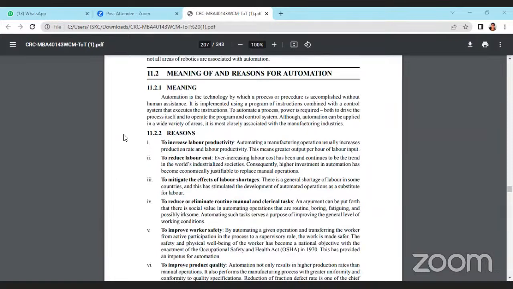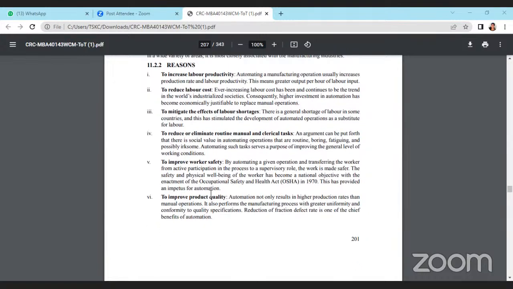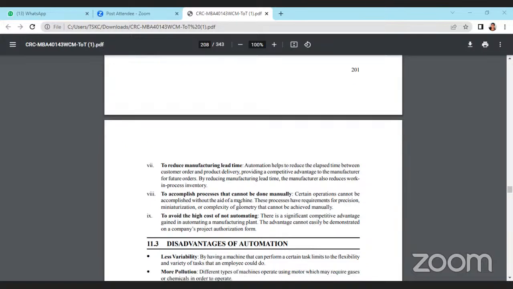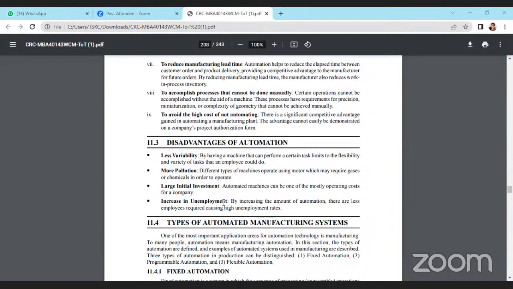Although automation can be applied in a wide variety of areas, we have certain reasons. Mainly, organizations go for automation to increase labor productivity or reduce labor cost, to mitigate the effects of labor shortages, to reduce or eliminate routine manual and clerical tasks, to improve worker safety, to improve product quality, and to reduce manufacturing lead time. Also to complete processes that cannot be done manually, and to avoid the high cost of not automating.